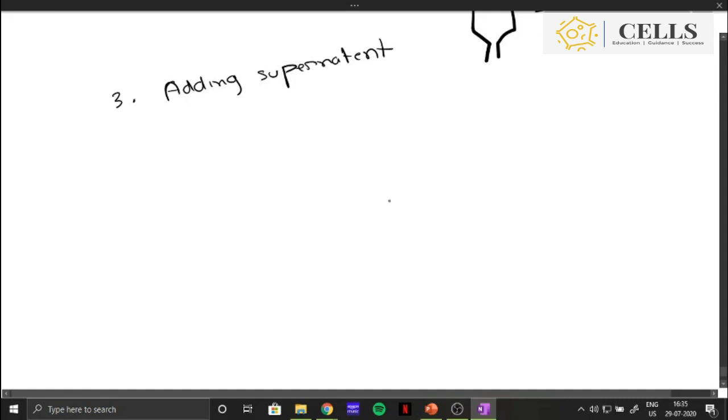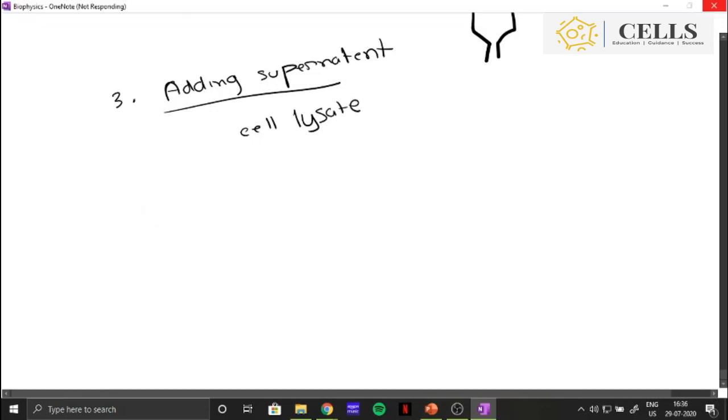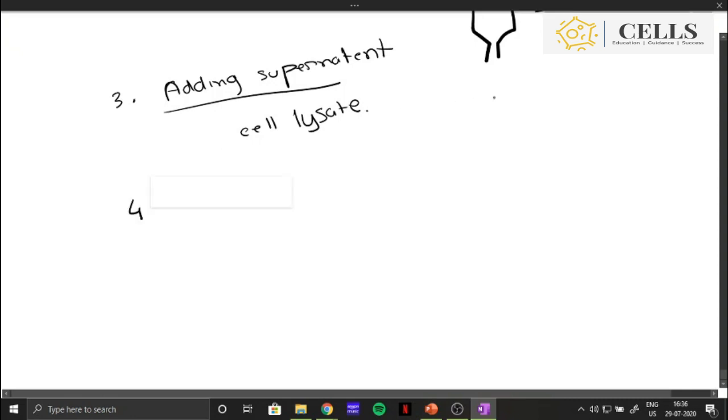Okay, so you add the supernatant, which is the cell lysate in our case. Now the fourth one: after adding the supernatant, you will get the eluted fractions.